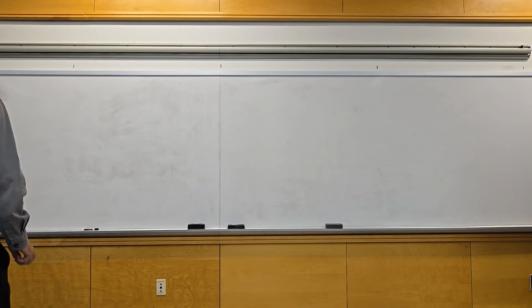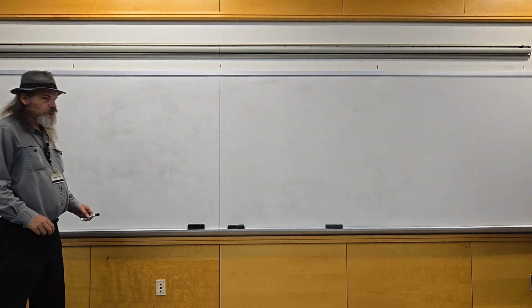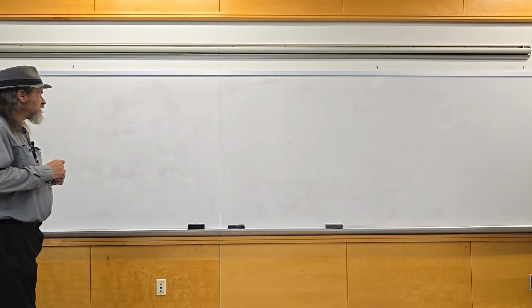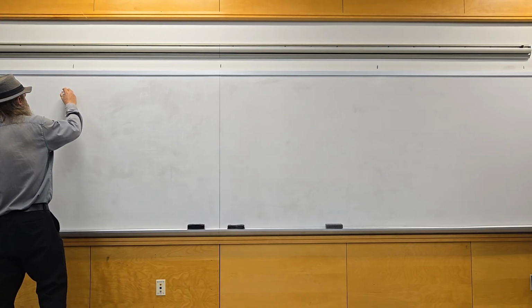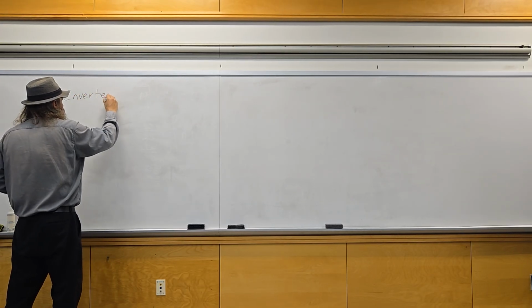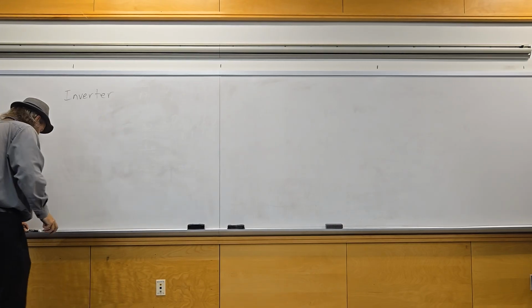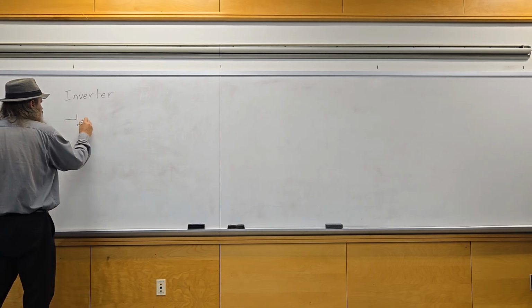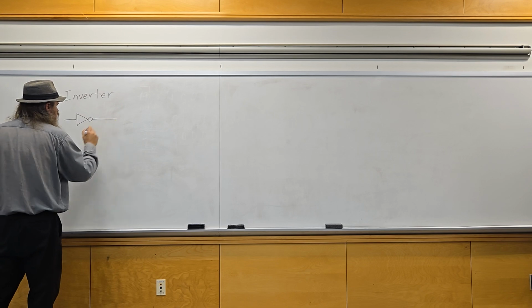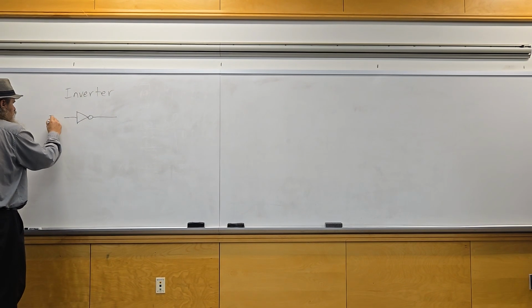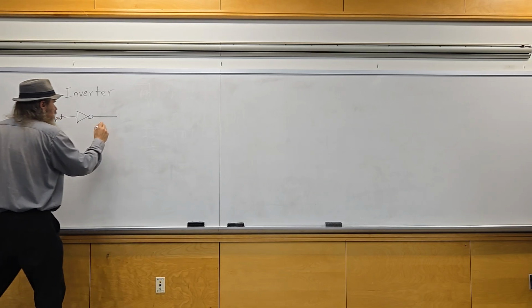Okay, so we're going to start with gates now. Start with the most basic gate, the inverter. There we go. The symbol for the inverter is that. This is your input, and this is the output.